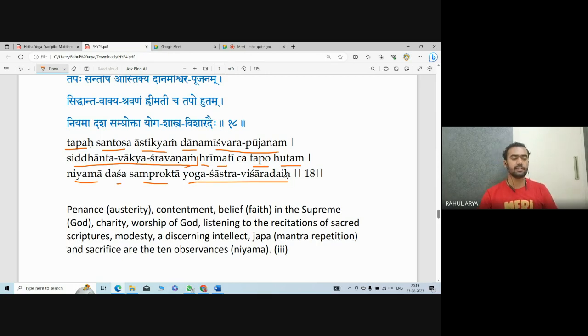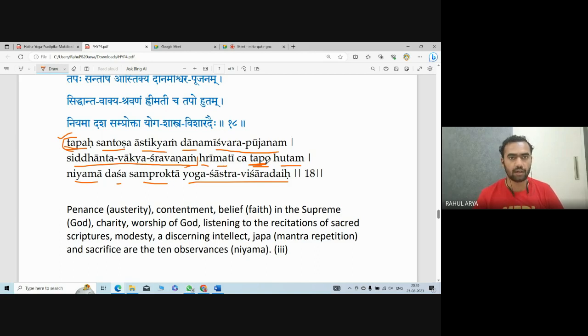So you can say there is one mistake here, but maybe when they saw the manuscript of the Hatha Yoga Pradipika, they saw tap here. But in the Vasishtha Samhita, it is japa. In the first number of the niyama, it is tap, and the ninth is also tap here. It may be a mistake, but we don't know. In the Hatha Pradipika, it is tap.